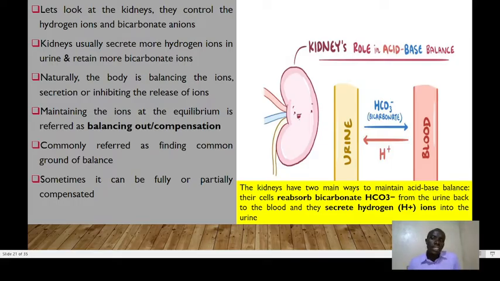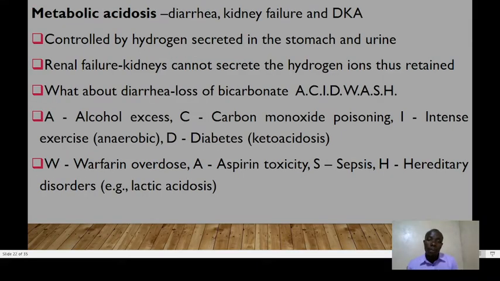So kidneys usually secrete more hydrogens in urine, and when they do that, it means the body is becoming less acidic. Okay? Yes, because you're removing the hydrogen ions. By retaining bicarbs, it means you are helping the body to be more basic. So naturally the body is balancing these ions, secreting and inhibiting the release of these ions. So maintaining these ions at equilibrium is what is referred to as balancing out or compensation. So this is commonly referred to as finding a common ground of balance. Sometimes it can be fully or partially compensated.